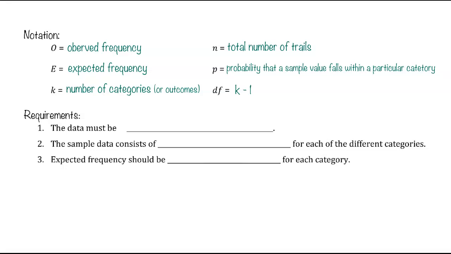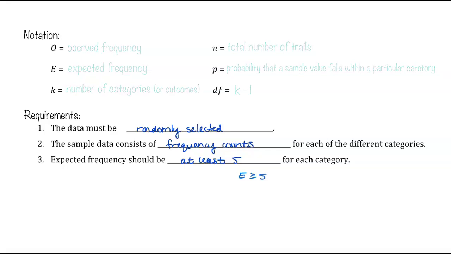We do have 3 requirements. The data must be randomly selected, and the sample data must consist of frequency counts for each of the different categories. We don't want averages or anything else, just counts. The expected frequency should be at least 5 for each category. In other words, each value for E, the expected value, must be greater than or equal to 5.